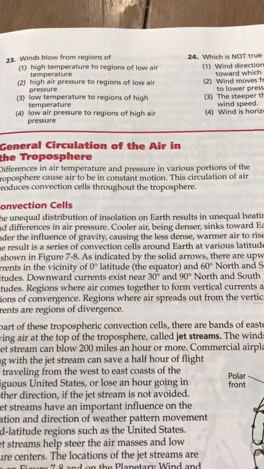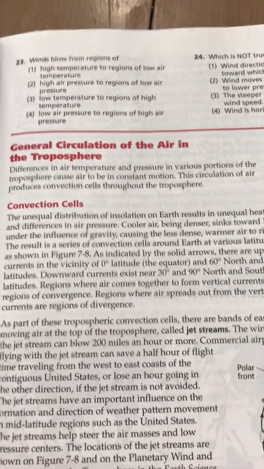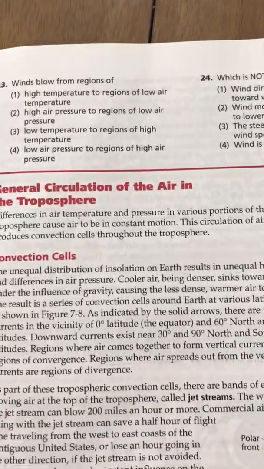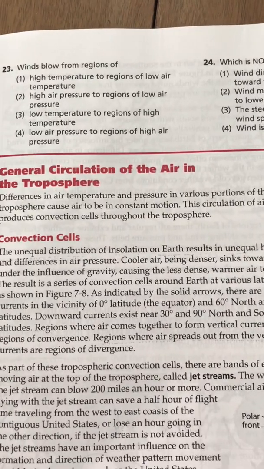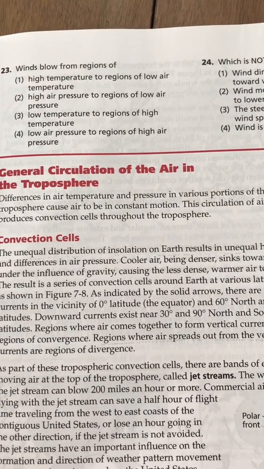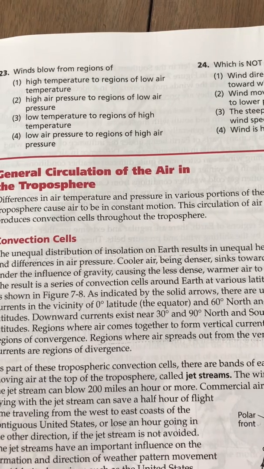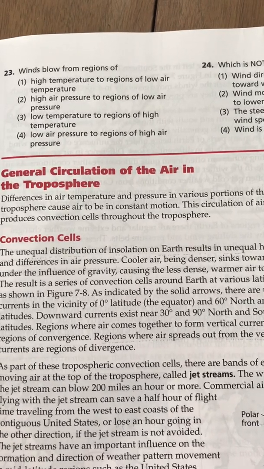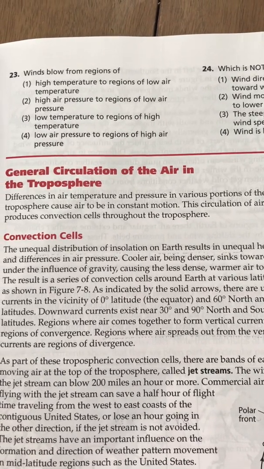Number 23. Winds blow from regions of 1. High temperature to regions of low air temperature, 2. High air pressure to regions of low air pressure, 3. Low temperature to regions of high temperature, or 4. Low air pressure to regions of high air pressure.